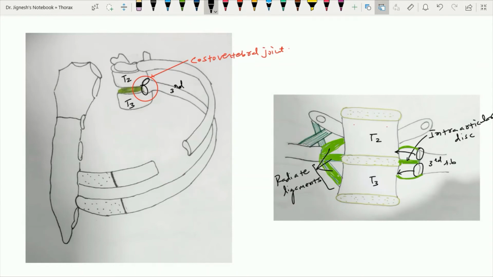This costovertebral joint is a plane variety of synovial joint and has two joint cavities within it, which are separated by the interarticular disc.